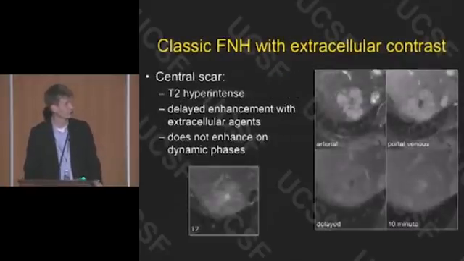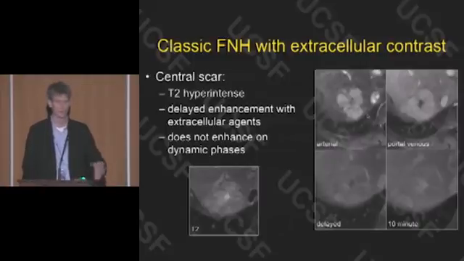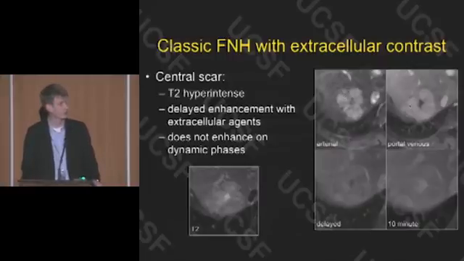So here's a classic appearance of an FNH with a typical extracellular contrast agent on MR like Omniscan, Magnevist, Gadavist. Here on the arterial phase, you can see lobular, bright arterial enhancement. It becomes more isointense to adjacent hepatic parenchyma during the portal venous phase.